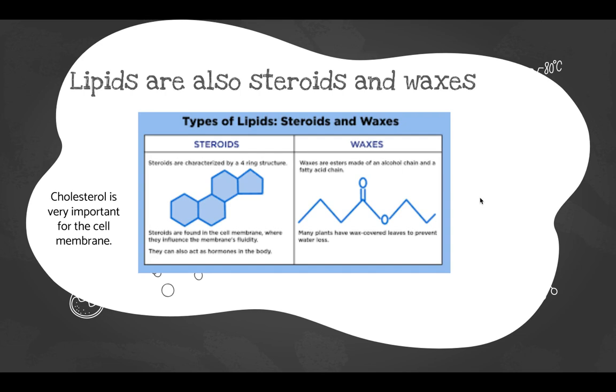Waxes, you know what a wax is, okay? Like I said, with plants, they often have waxy leaves, and that's in order to protect them from being dehydrated, okay? So waxes, you don't need to know this here, that they're esters made of alcohol chains and fatty acid chains. You just need to know that they are a type of lipid. So they're a type of fat. Steroids are a type of fat. Waxes are a type of fat, okay? And if you think about it, wax is very hydrophobic. So that can help you remember that.